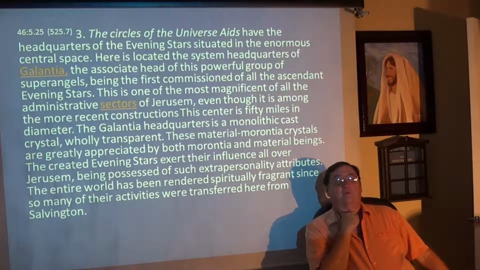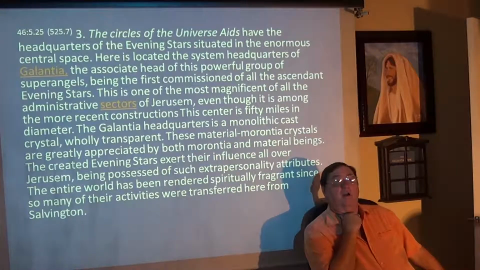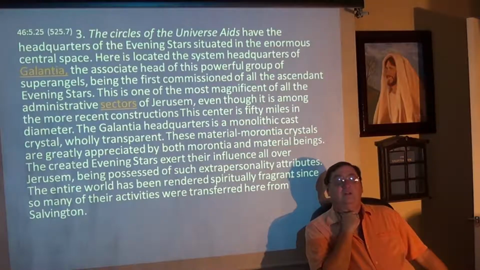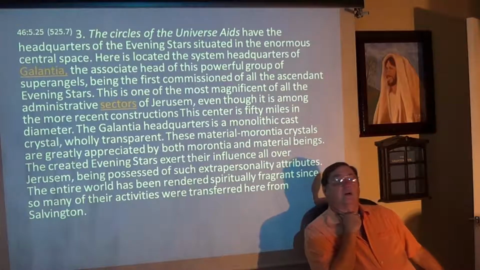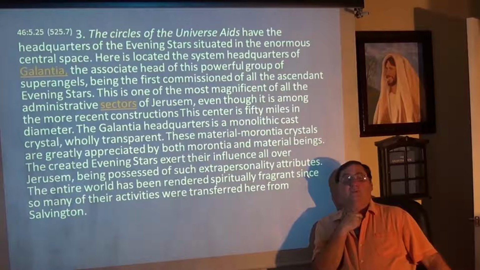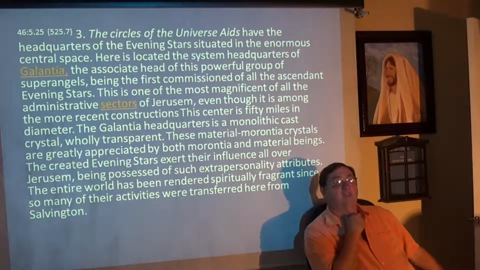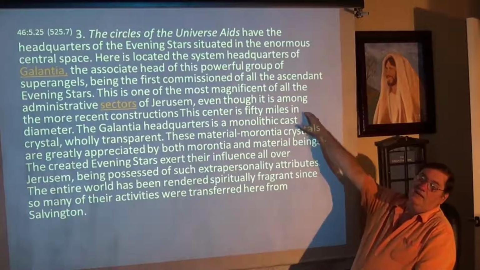Even though it is among the more recent constructions, the center is 50 miles in diameter. The Galantia headquarters is a monolithic cast crystal, wholly transparent. These material morontia crystals are greatly appreciated by both morontia and material beings. The created evening stars exert their influence all over Jerusalem, being possessed of extra personality attributes. The entire world has been rendered spiritually fragrant since so many of their activities were transferred here from Salvington. So they were transferred here from Salvington to Jerusalem.